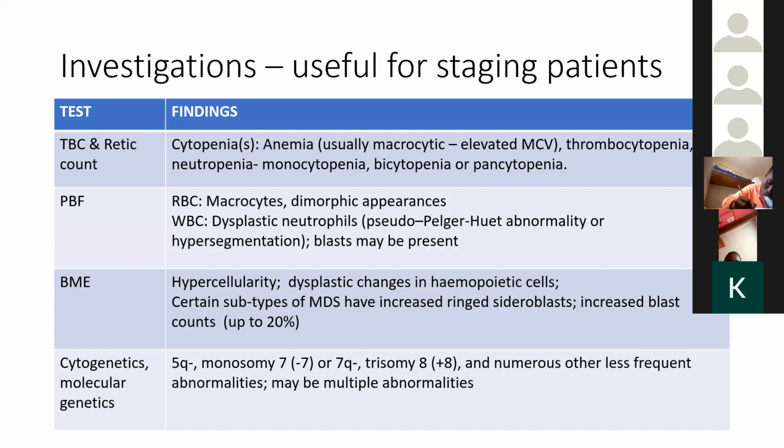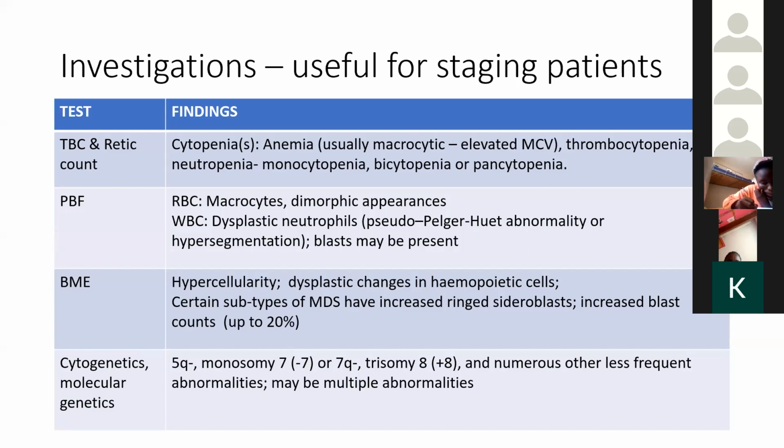The white cells are dysplastic neutrophils, and I will show you a few images of some of them. That just means that the neutrophils in circulation do not look normal. They may have what we know as a pseudo-Pelger-Huët abnormality or hypersegmentation. And blasts may also be present. Remember, in many of them, we do see blasts in circulation.